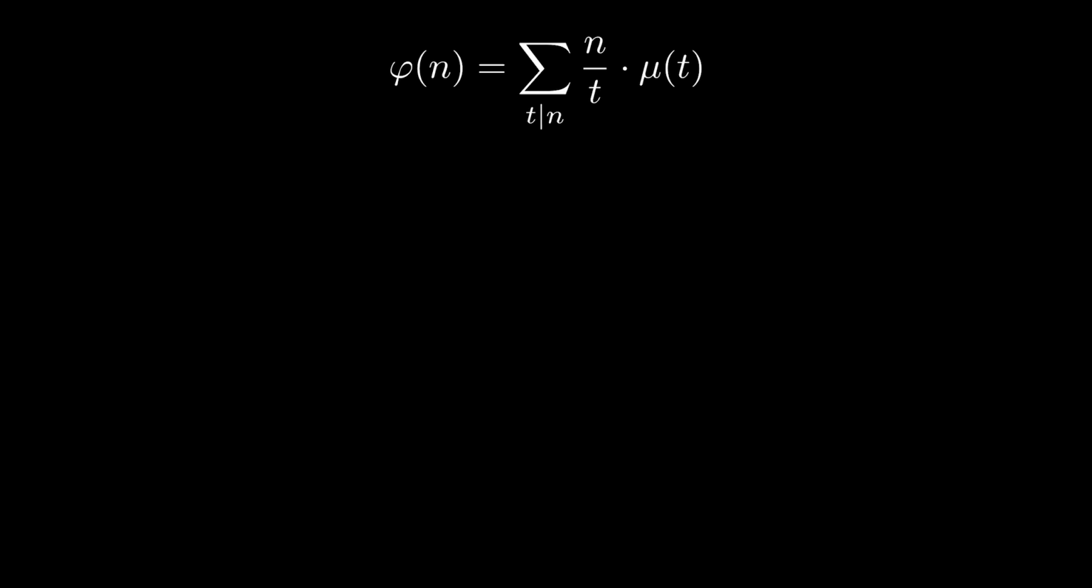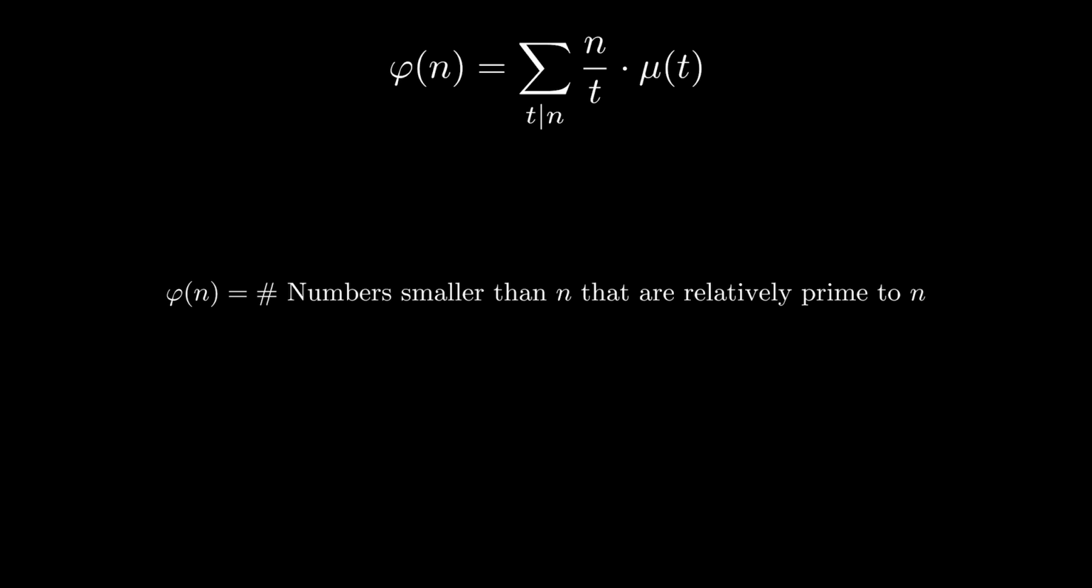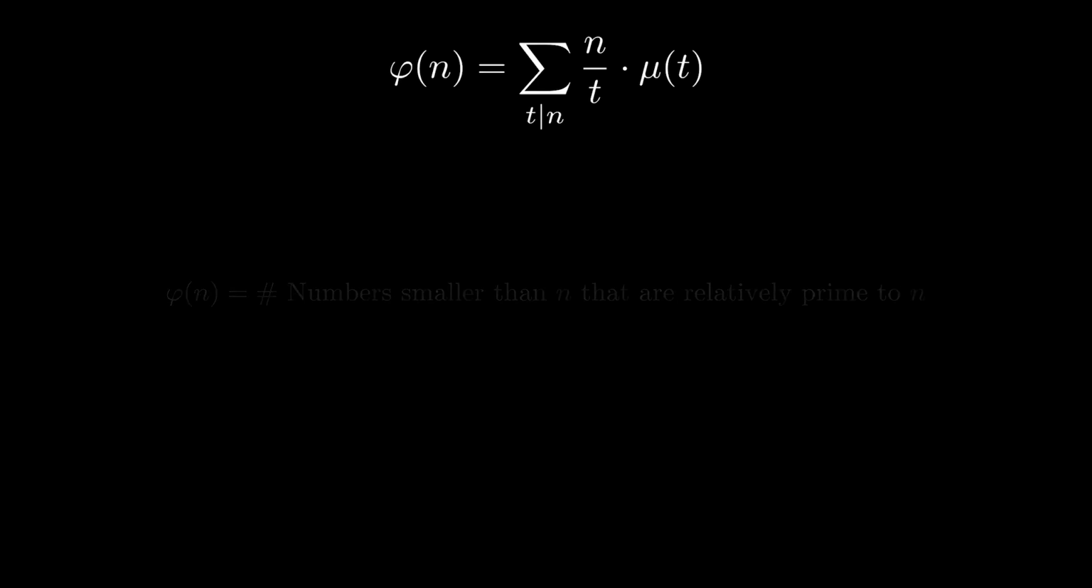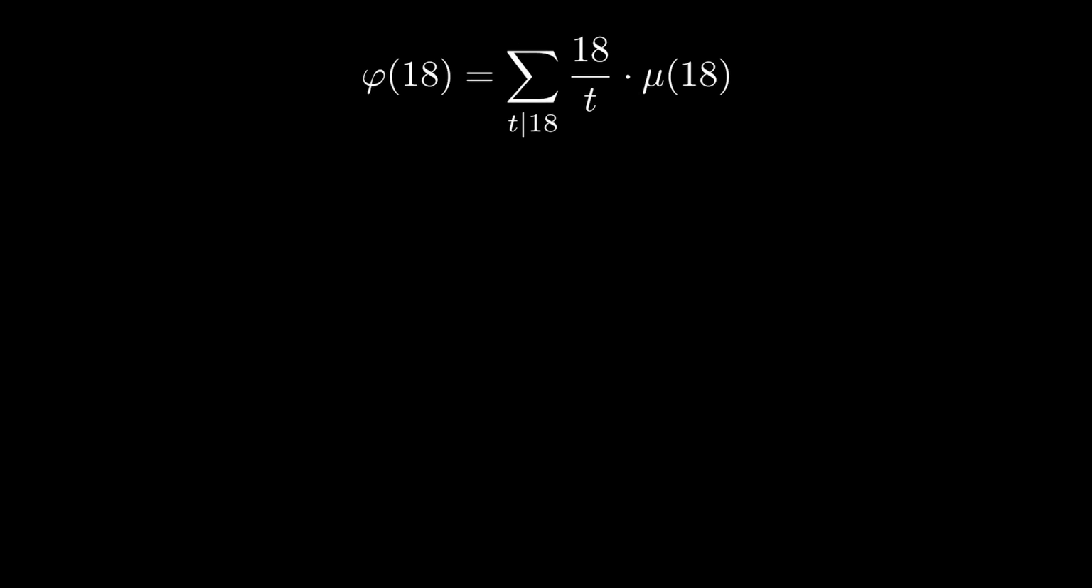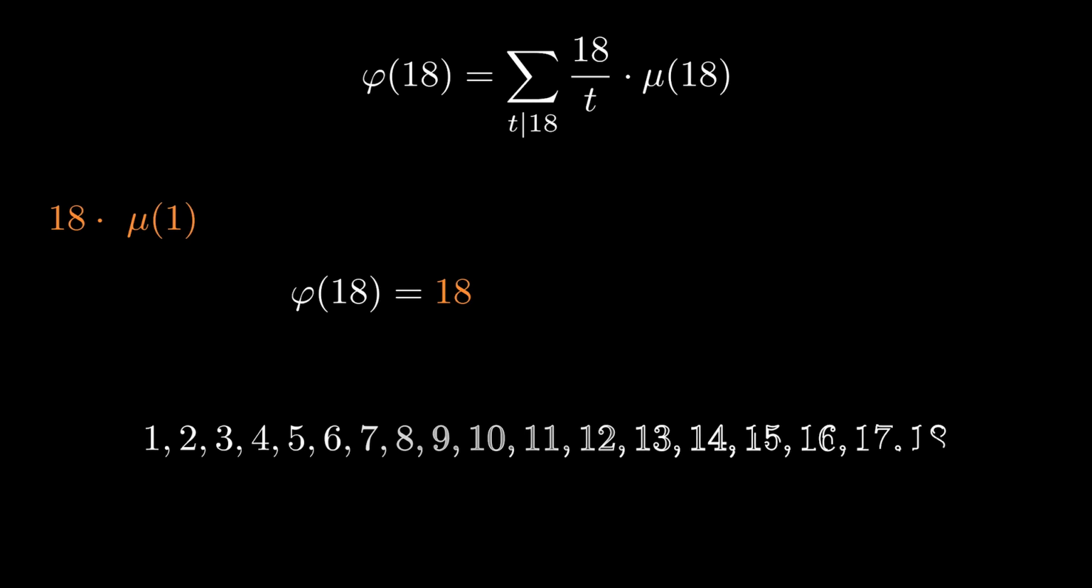Do you remember what the totient function of n was actually counting? We are going to use the sum to end up counting how many numbers smaller than n are relatively prime to n. Let's assume, again, that n equals 18. If we look at the term of 1, we see 18 divided by 1 times the Mobius function of 1. Since the Mobius function of 1 is 1, we get 18, which can be seen as how many numbers there are in total less or equal than 18.